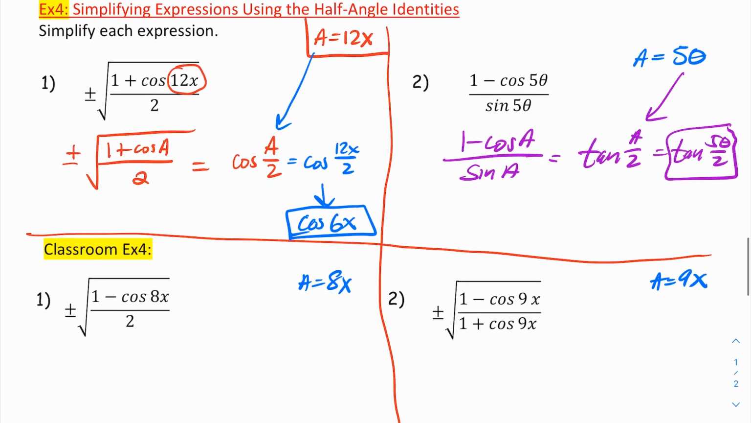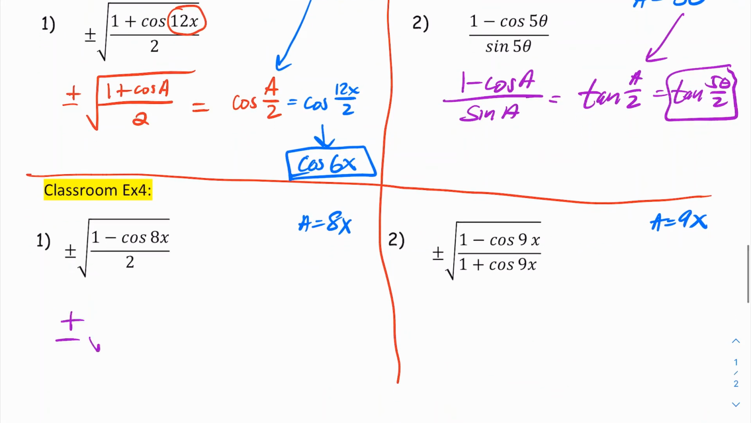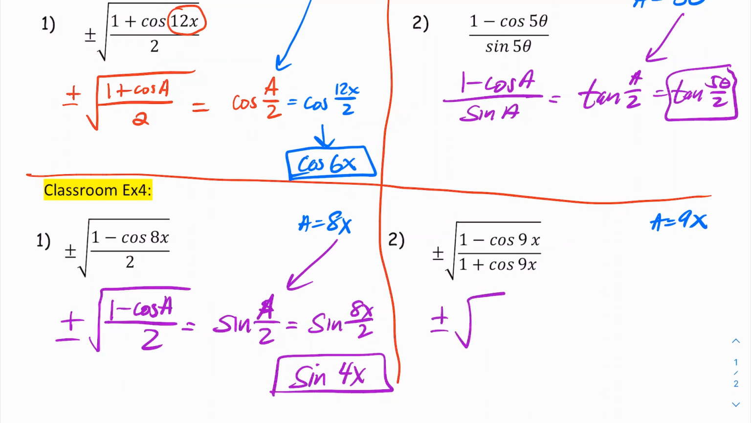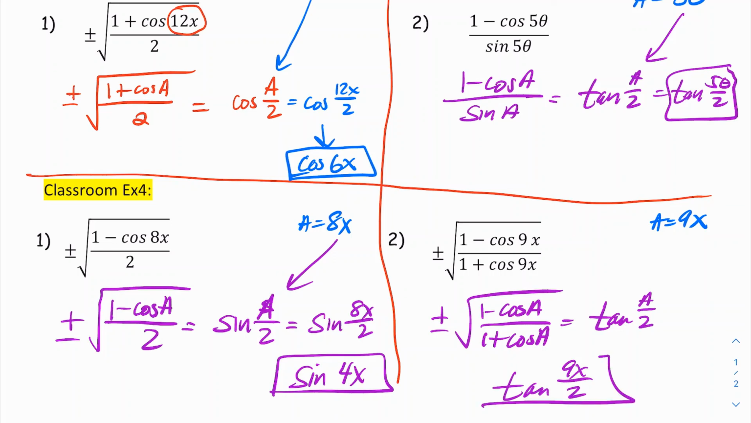Okay, for the next one, you're going to get plus or minus the square root of 1 minus cosine of A over 2. That's the half angle identity for sine. So you're going to get sine of 8x over 2 once you plug 8x back in, which is sine of 4x. And for the last one, we have plus or minus the square root of 1 minus cosine of A over 1 plus cosine of A. That's the half angle identity for tangent. So you're going to get tangent of 9x over 2.